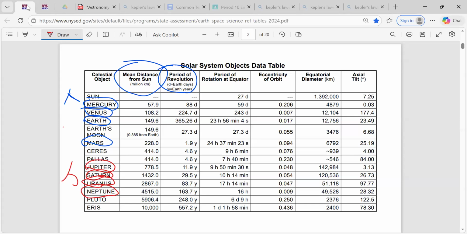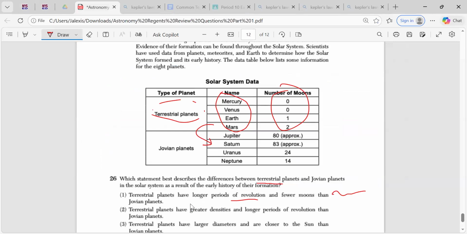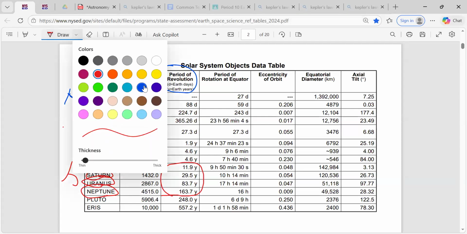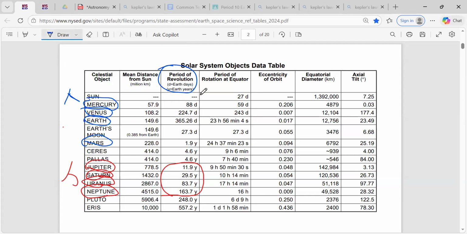Okay. Now, when I'm taking a look, what do they tell me to do? Longer periods of revolution, terrestrial planets. Is that true? When I look at just the period of revolution, let me circle this in red. These are my data for period of revolution, and this is my data for my terrestrial planets.